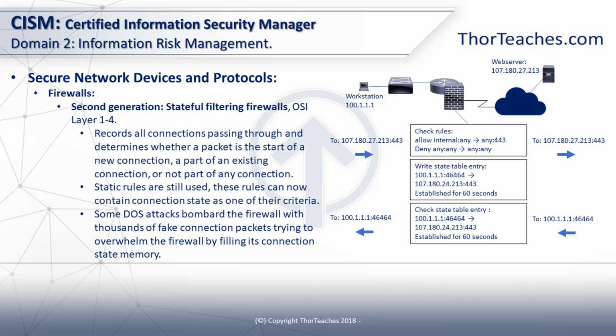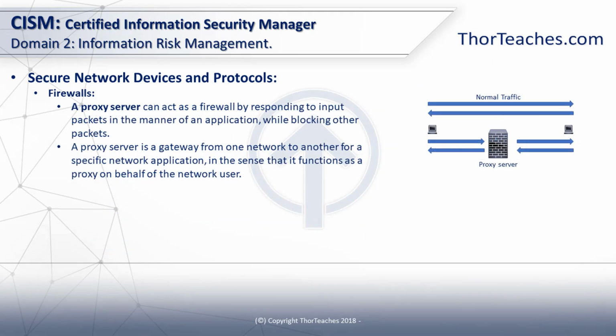And then obviously the attackers found a way to compromise our second generation firewalls. If they send thousands and thousands of fake connection packets, they can, if our firewall is not configured right, overwhelm the firewall by filling the connection state memory and then crashing the firewall. And firewalls should always fail closed. Whereas for any physical security we have on our facility, we always want it to fail open because people need to exit. If a firewall failed open, then there would be complete free access to our network. So firewalls fail closed.